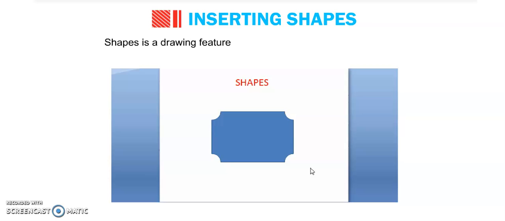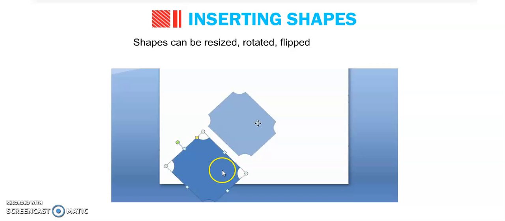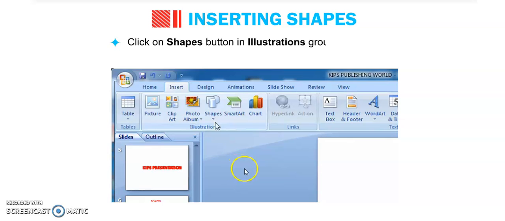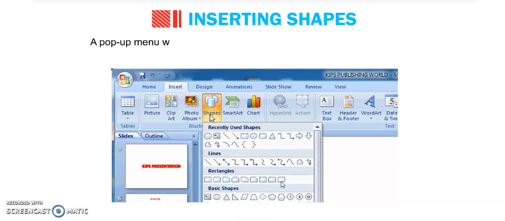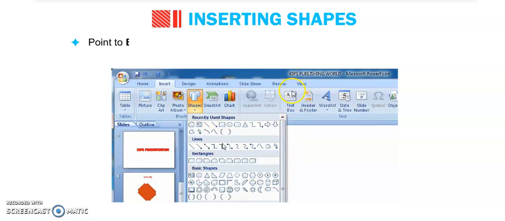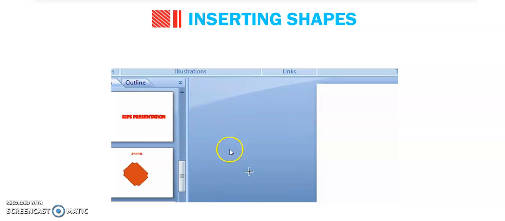Now, inserting shapes. We can insert different types of shapes also in PowerPoint. Shapes is a drawing feature that helps in drawing different shapes. Shapes can be resized, rotated and flipped. We can do anything with shapes and we can change the color of the shape also. For that, click on the shapes button in the illustration group on the insert tab. Now a pop-up menu will display options like line, rectangles, flowcharts, etc. Point to basic shapes, move the pointer to the smiley face and click on it.